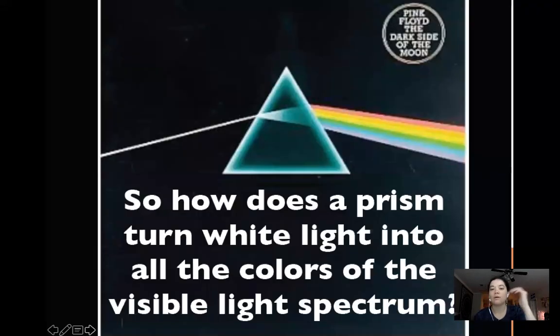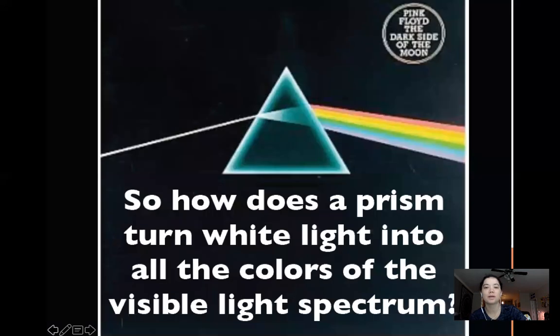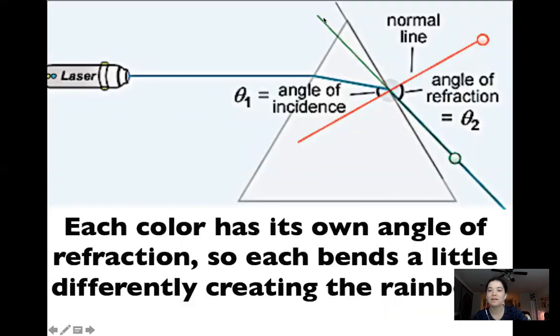So this is part of how a prism will turn white light into all the colors of the visible light spectrum. Each color has its own angle of refraction, so the light bends a little differently, and that creates the rainbow. Looking back at our picture, our light ray comes in, it goes through the prism, and because each color of light has a different angle of refraction, they're able to be separated, all right? Red light has the smallest degree, and then violet light has the largest degree. Pretty cool.